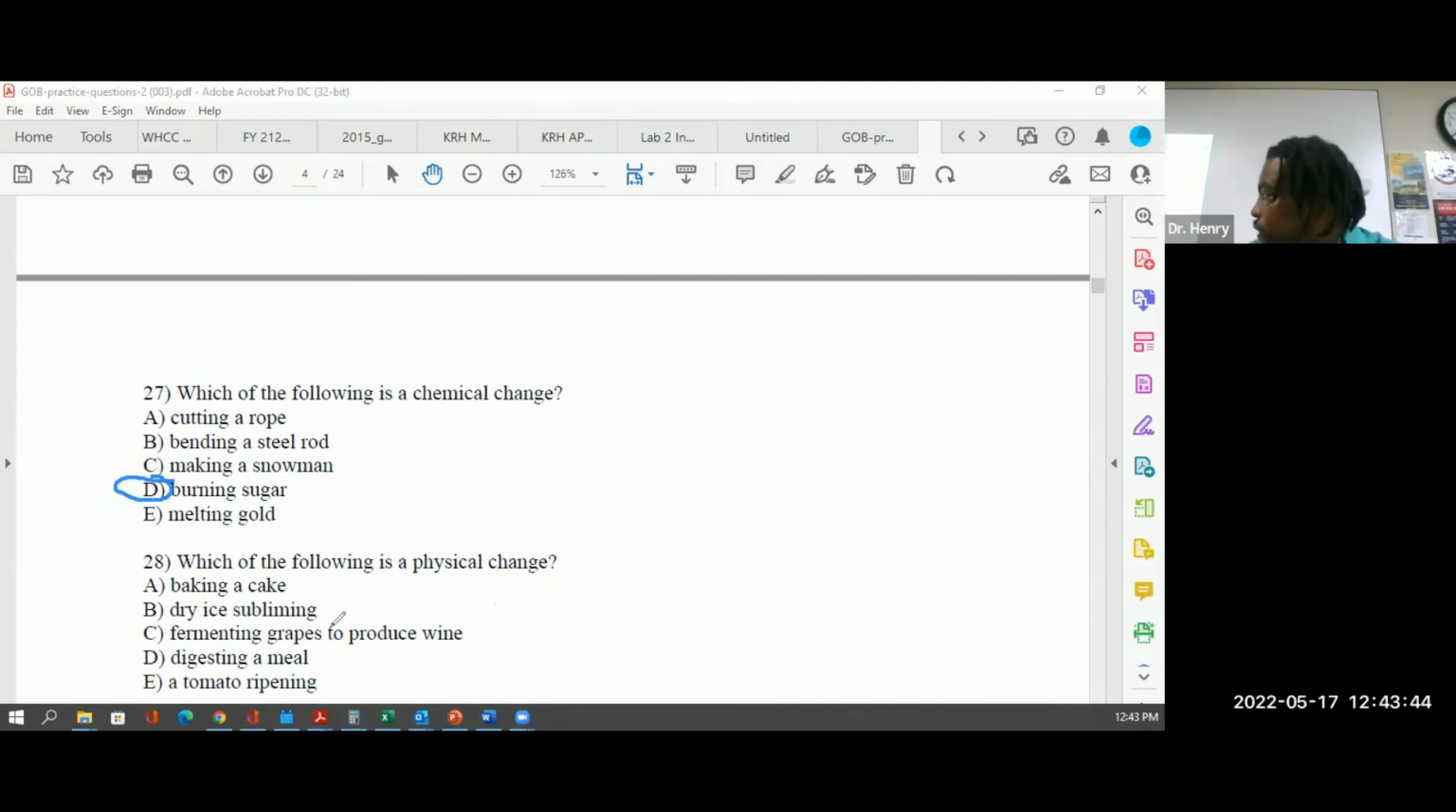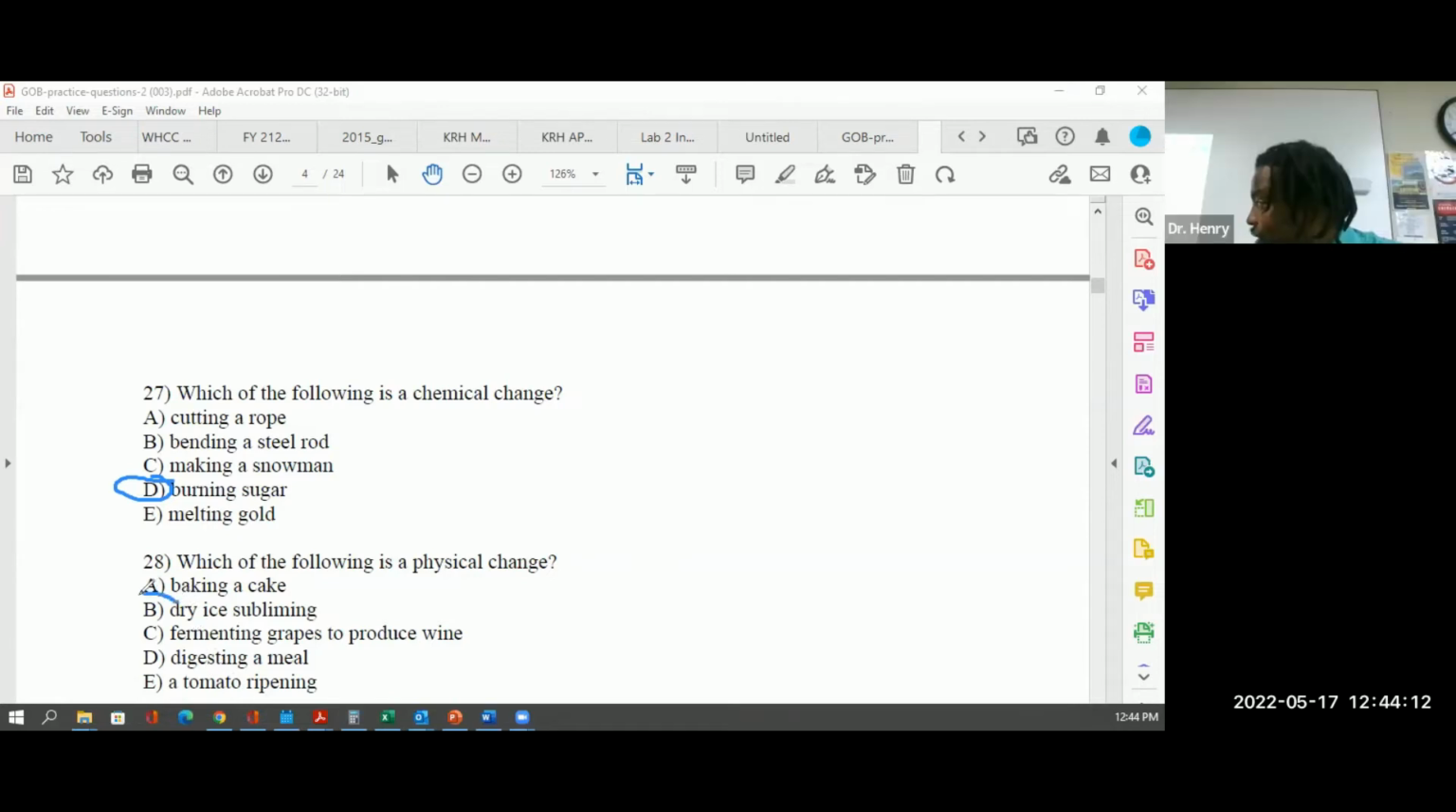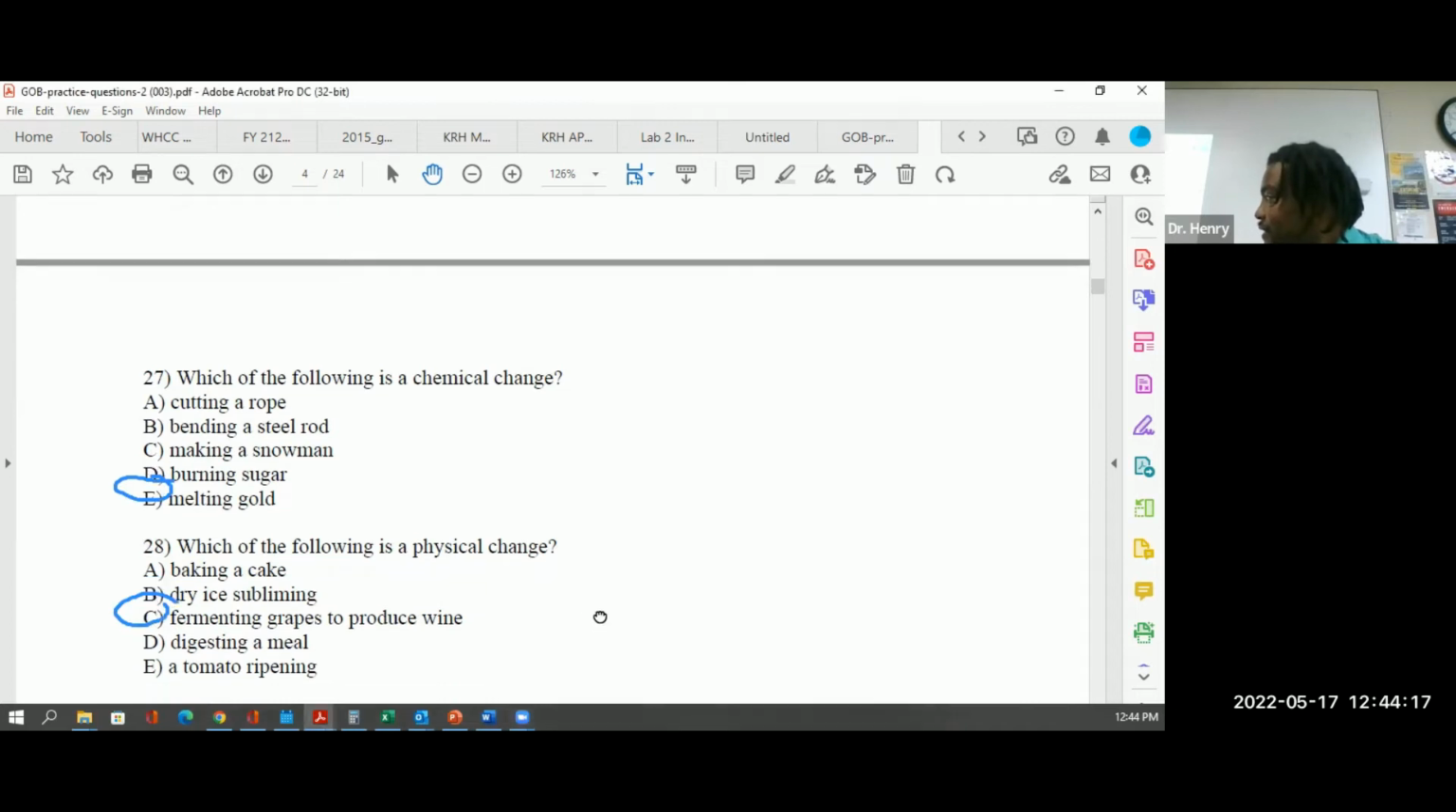Which one of these is a physical reaction? Baking a cake, dry ice subliming, fermenting grapes to produce wine, digesting your meal, tomatoes ripening. Would it be B? That is correct. That's just a phase change. Let's talk about that. Good job.